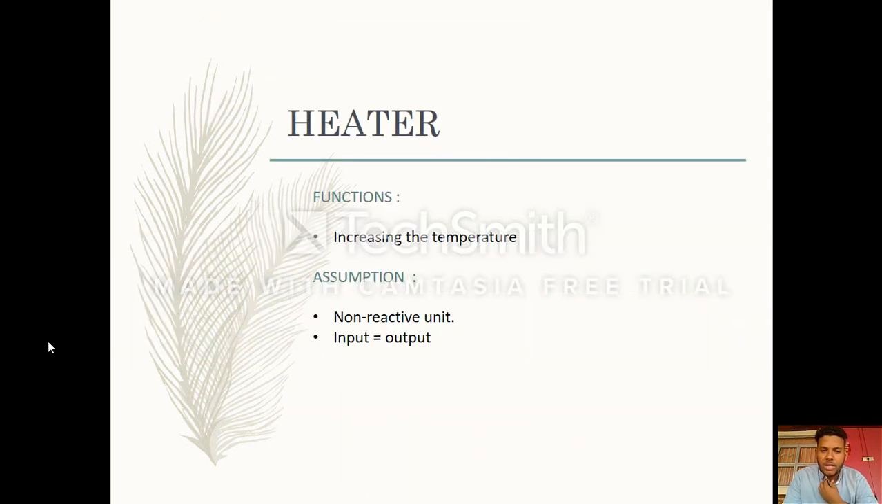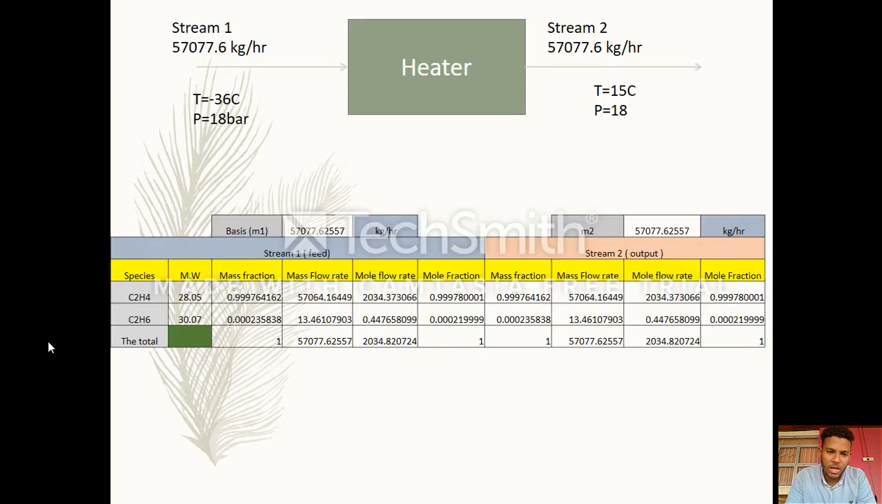So the last unit is the heater, where we only want to increase the temperature of the mixture. The assumption is that it is a non-reactive unit also. So what's going in is going out. The mass flow rate going in is 57,000 kilogram per hour, and what's going out should be the same, 57,000 kilogram per hour. The temperature when it goes in is minus 36, and when it goes out, it is 15.